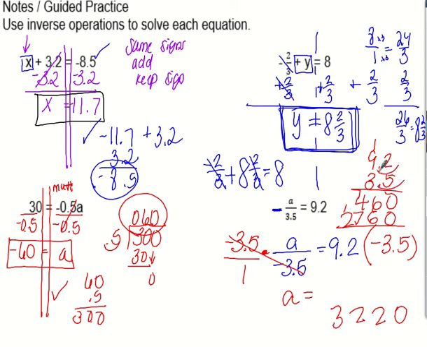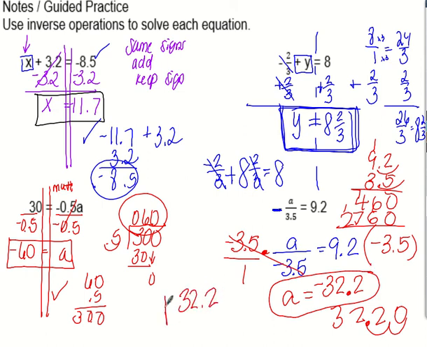How many decimal places? 2. So 32.2, and then it's a negative and a positive, so it's -32.2. You can add the 0 on there if you want. Okay? And then check your answer. So you would do 32.2 divided by 3.5. Don't forget to move your decimal, bring it up.